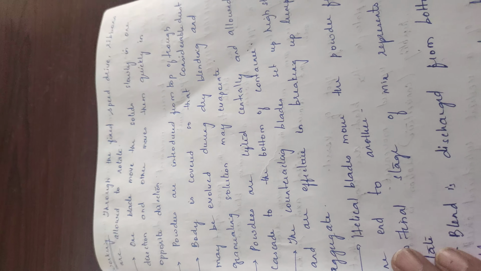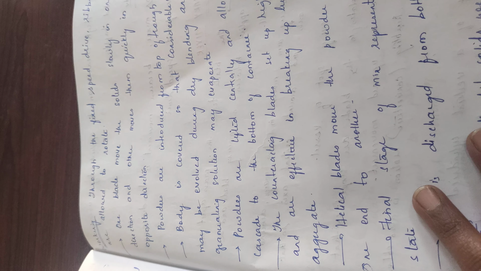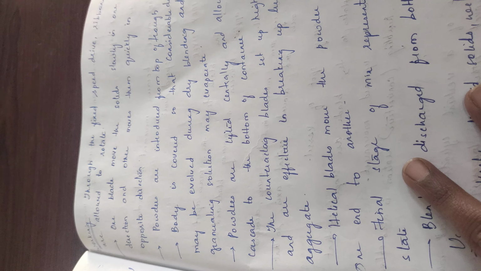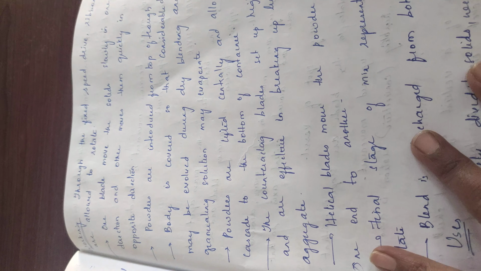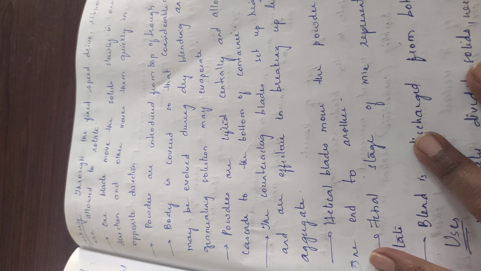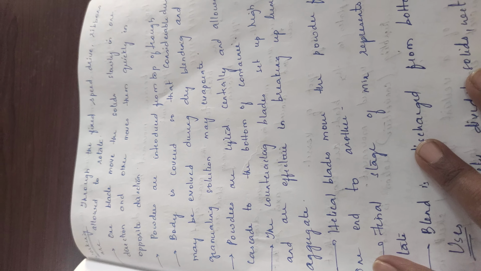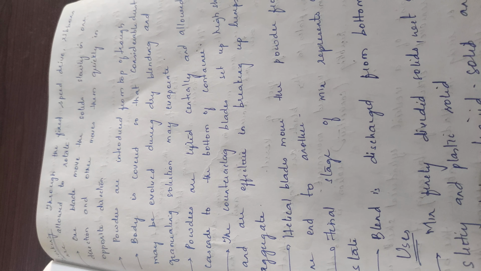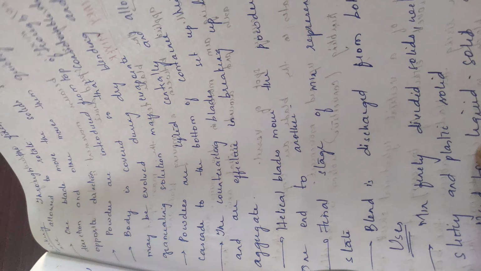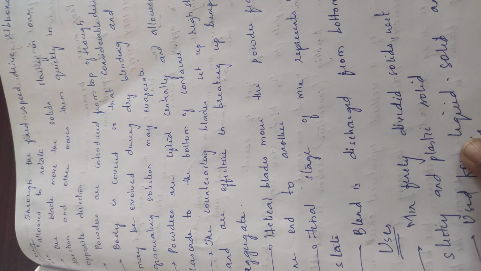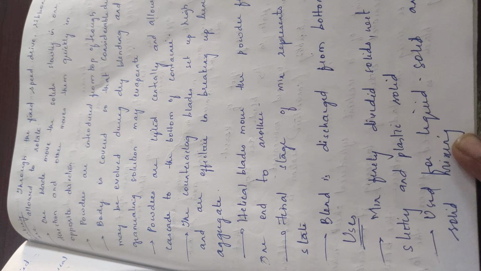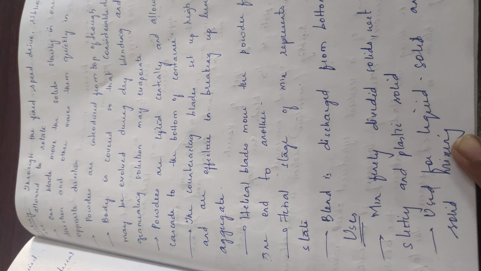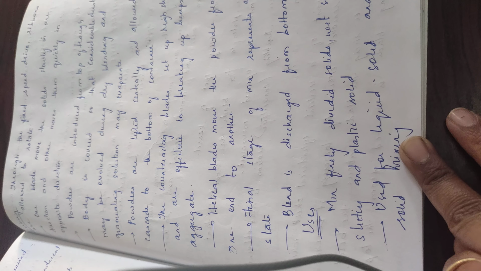Working: through the fixed speed drive, ribbon blades are allowed to rotate. One blade moves the solid slowly in one direction, and another moves it quickly in the opposite direction. Powders are introduced from the top of the trough, that is, the cylinder. The body is covered so that considerable dust is not evolved during dry blending, and granulating solution does not evaporate during wet blending. Powders are lifted centrally and allowed to cascade from the bottom of the container.